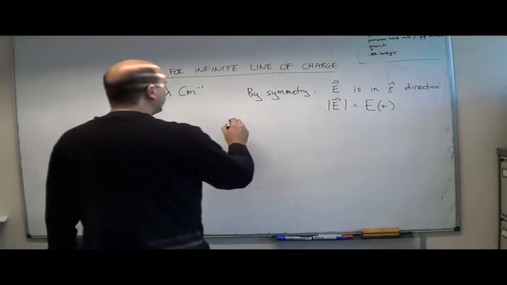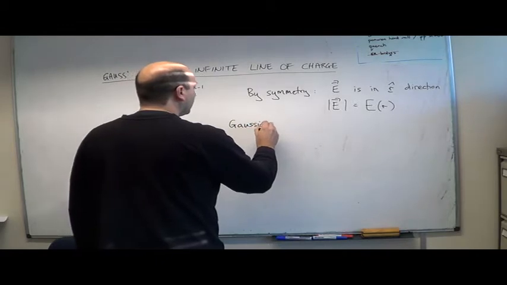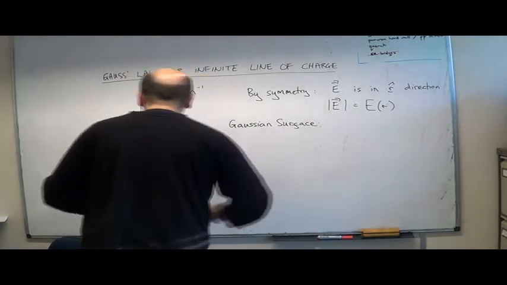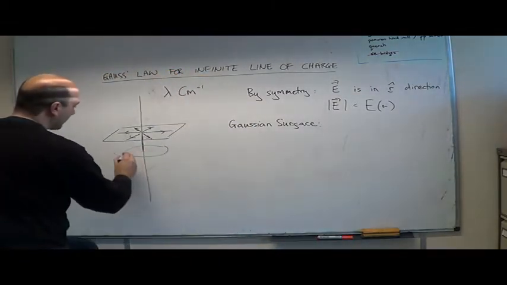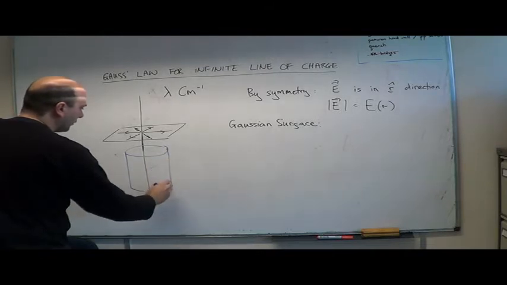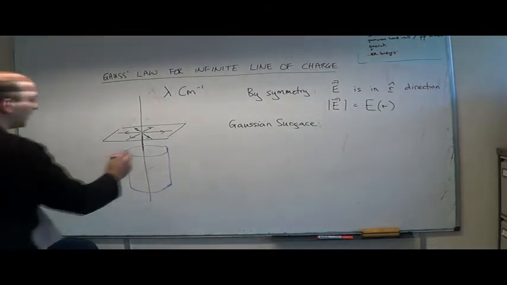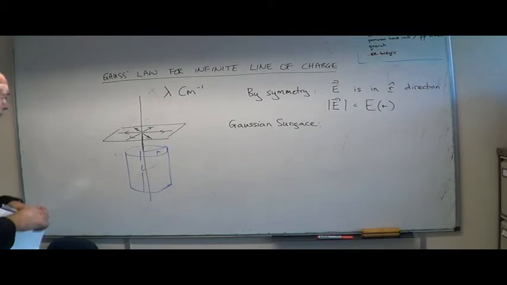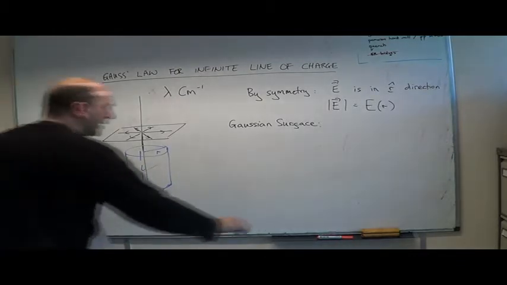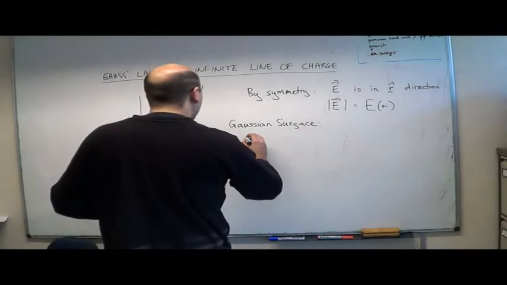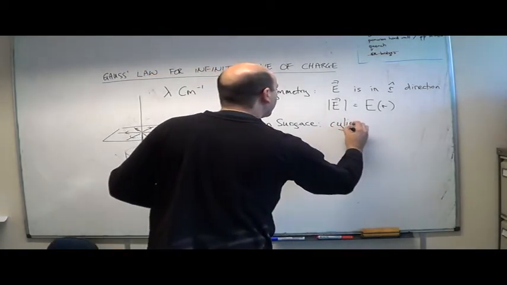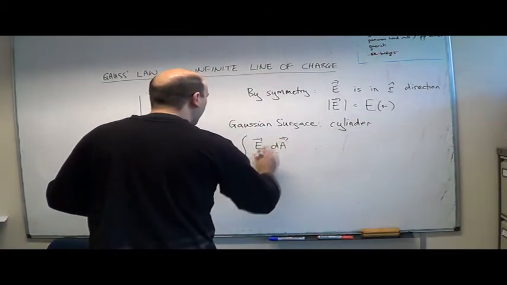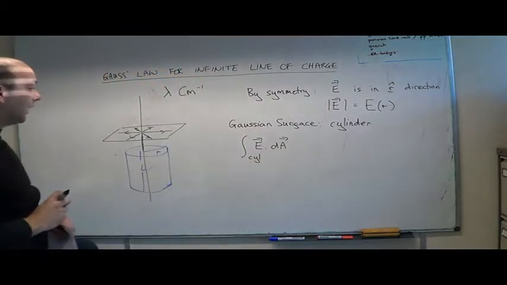Now we have to choose a Gaussian surface to do the calculation with. And a sensible one to choose is a cylinder around the wire, like so. And we'll make it of radius r and of length l. The reason that's a good choice is twofold. So let's imagine that we're going to actually now calculate, so we'll put that as a cylinder, and then we're going to integrate E dot dA over the cylinder in order to calculate the flux.